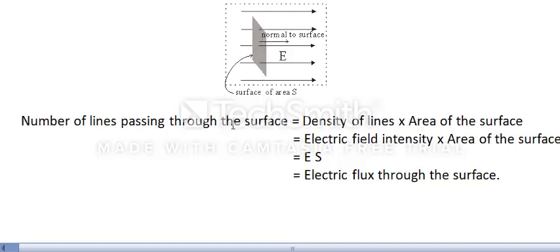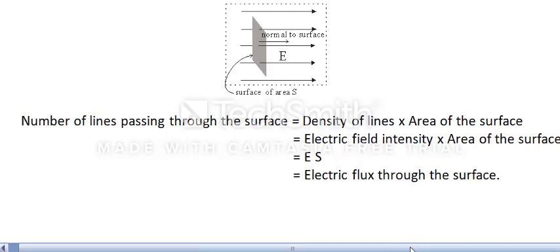The number of lines passing through this surface can be written as density of the lines into area of the surface. Density of lines is obviously electric field intensity, we studied it just now, into area, or E into S, electric field E into area S. We have already studied that electric field into area is electric flux. So our conclusion is that the number of lines passing through a surface is equal to the flux through the surface.